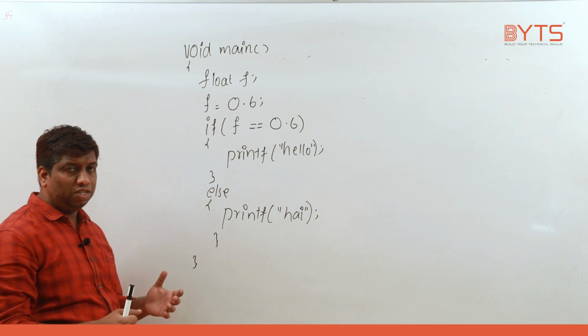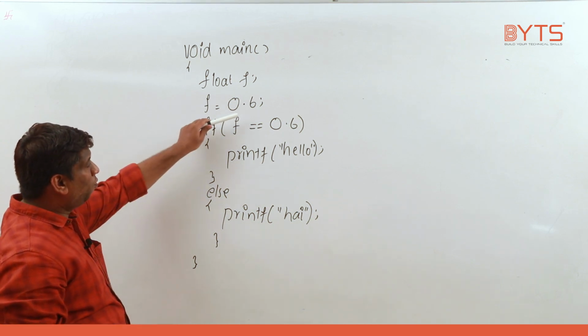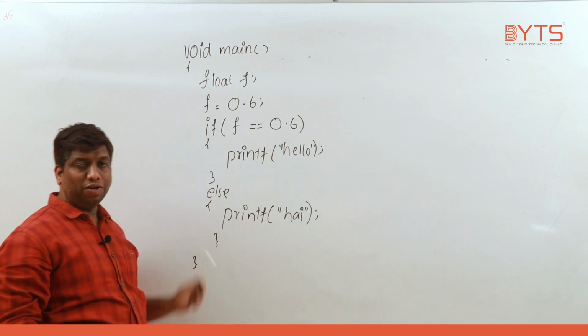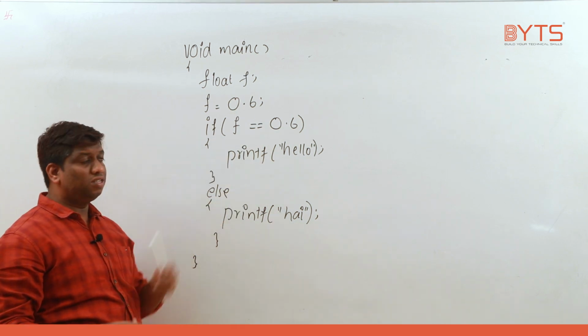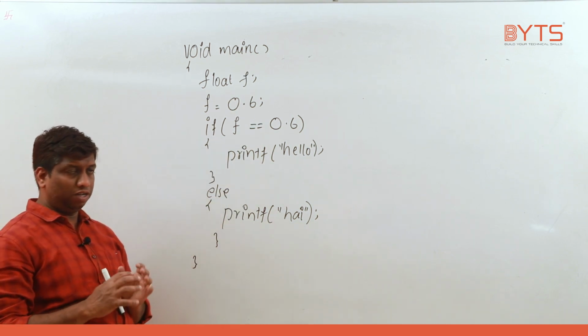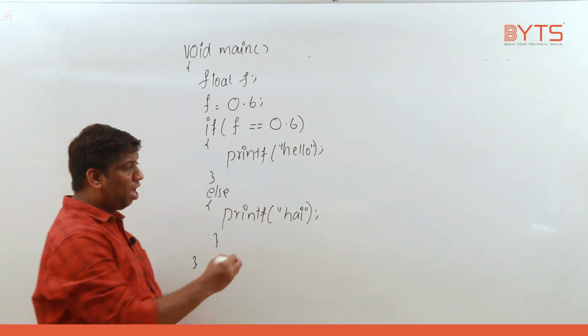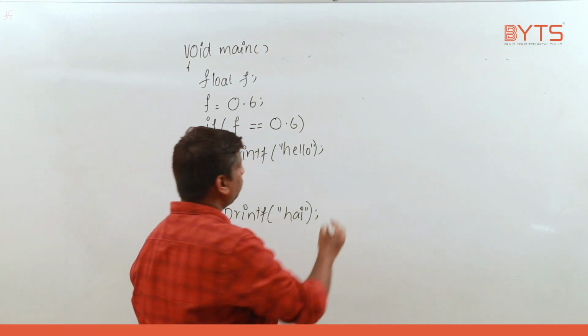So, we'll see the concept here. 0.6 is assigned to f. 0.6 equal to 0.6 is true. That is the reason the answer is hello. That's what people are expecting. Okay, we'll pause this for some time and we'll see another example, and I'll try to explain both examples.